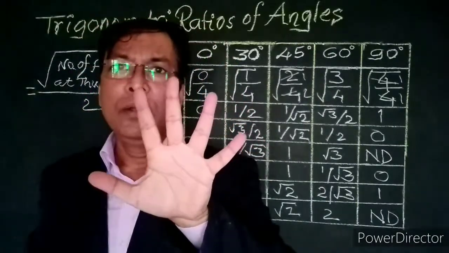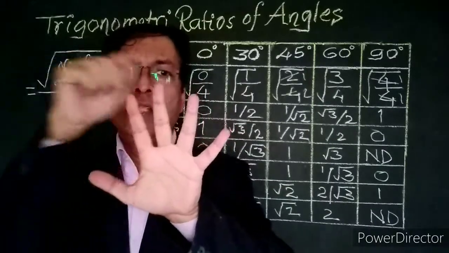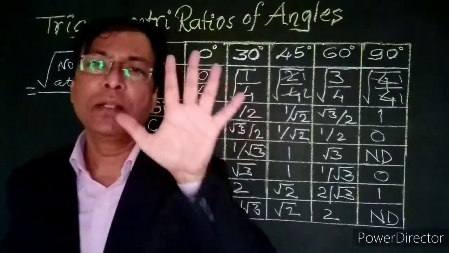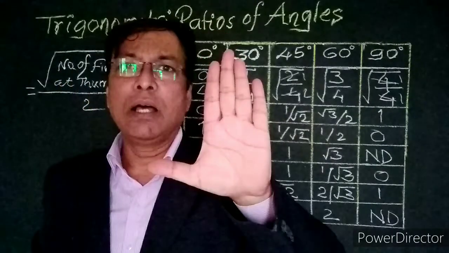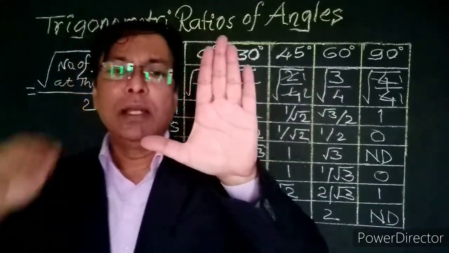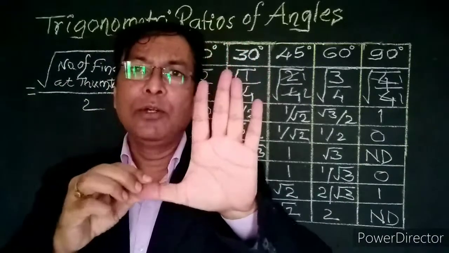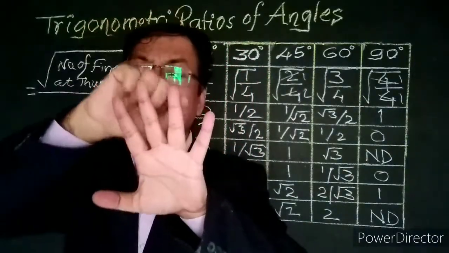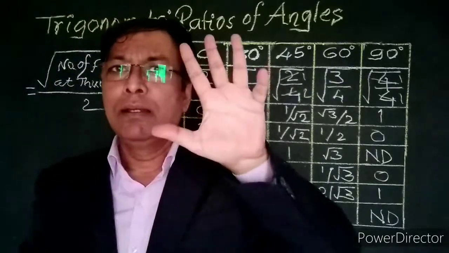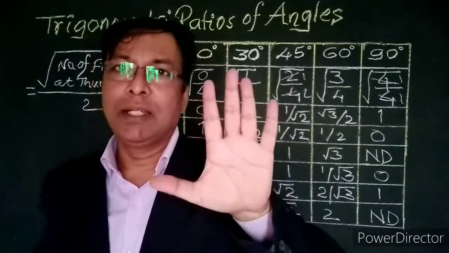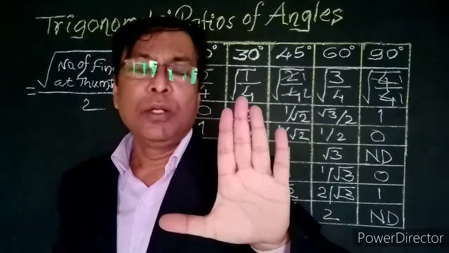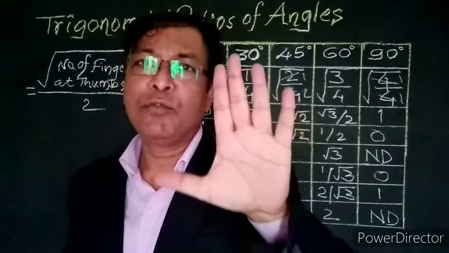So this is called the middle finger, this finger we call the ring finger, and this finger we call the little finger. We have to hold our hand in this manner. Now imagine that this is 0 degree, this is 30 degree, this is 45 degree, this is 60 degree, and the little finger is 90 degree. So whichever value we want, we have to fold that finger.